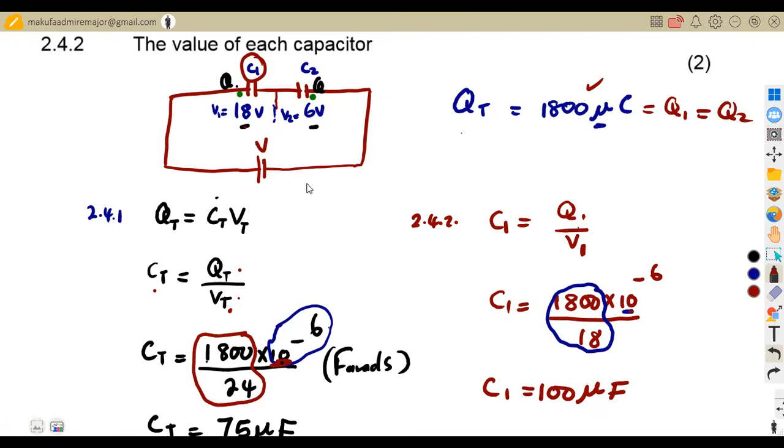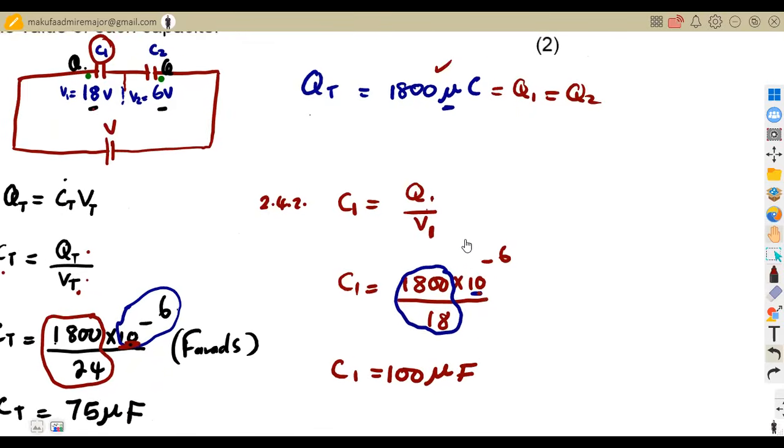That is the capacitance that we are going to have at this value that we have. But remember, we also talked of product over sum. We are going to prove that later on. All right, so let's see this one.